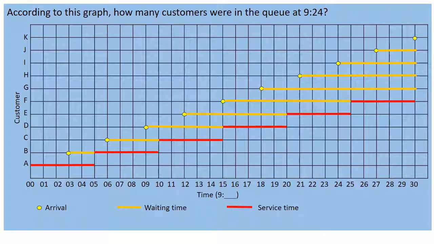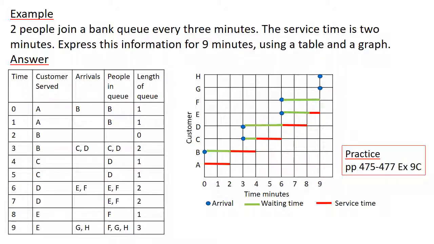According to the graph, how many customers were in the queue at 9:24? So let's look at the time being 9:24. How many were in the queue? Well, reading up here, we've got 1, 2, 3, 4 customers in the line at 9:24. What I would like you to do now is have a go at this example and then practice using exercise 9C on page 475 to 477.